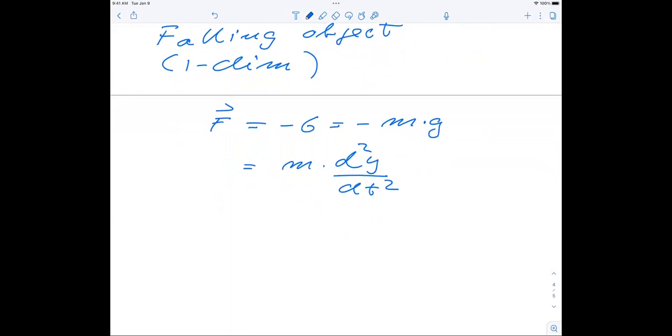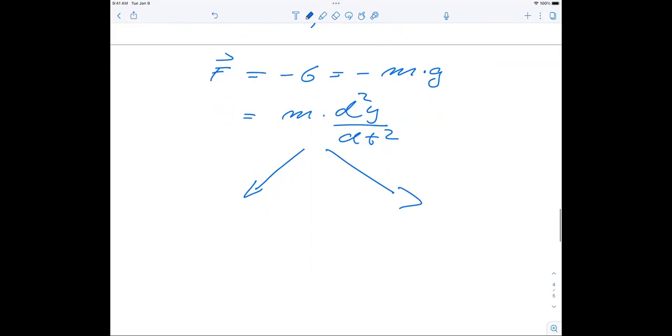And we would typically split this, when we are solving the equation, into two first order differential equations. So we would have one equation for the velocity, which is given by the derivative of y with respect to time. And then we would have the acceleration, which is given by dv/dt. So these are the two equations which we would typically solve.